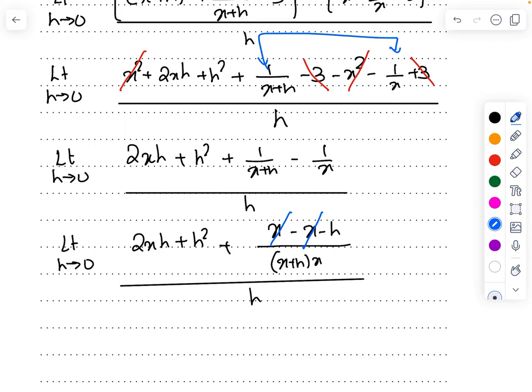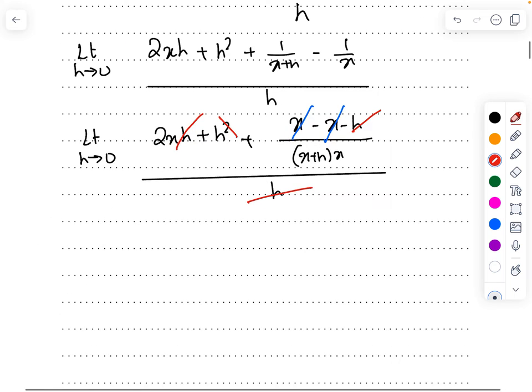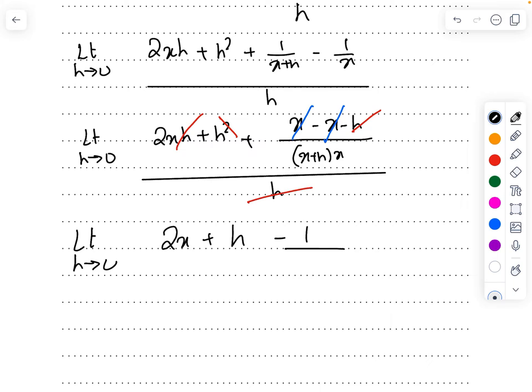x gets cancelled. Now we know that h is not 0 yet, so before that, one h can cancel with the h, and the h gets cancelled. So what am I left over with now? Limit h approaches 0, 2x plus h minus 1 upon (x plus h) times x. Now h is 0, so wherever h is there, if I write 0, it becomes 2x minus 1 upon x squared.